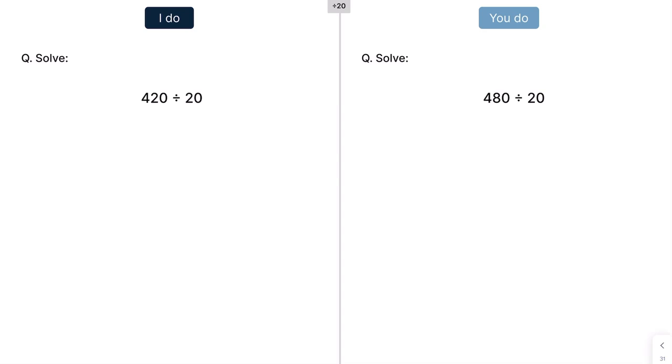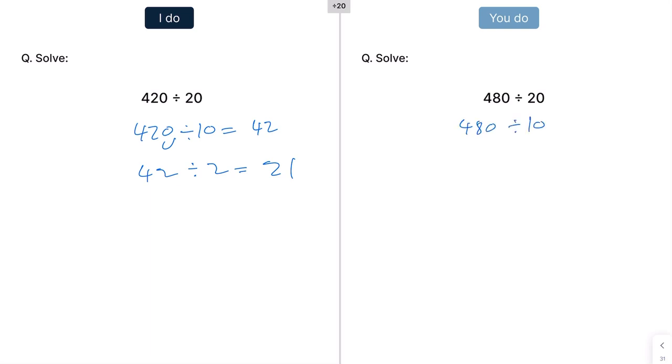Now with this one, the number's a bit bigger, so you can hopefully see more clearly why we do it like this. Hop the decimal once, that becomes 42. You don't need to write the 0.0 again, it's just not needed. And then we have 42 divided by 2, and we have 21.